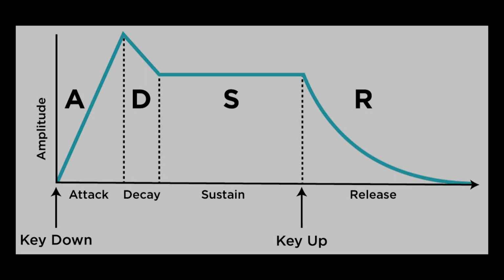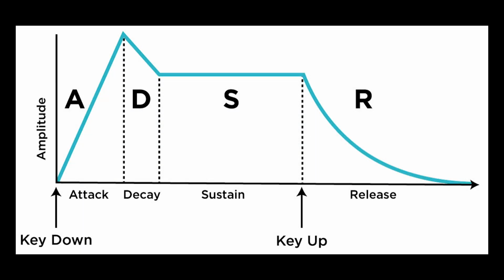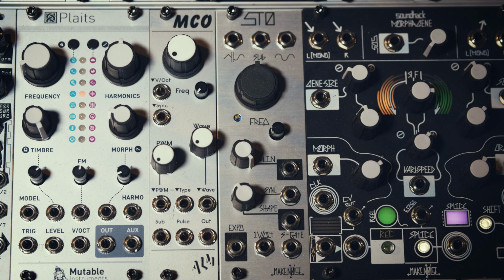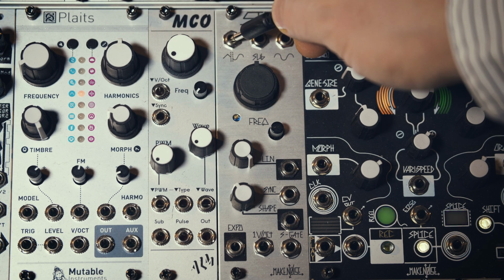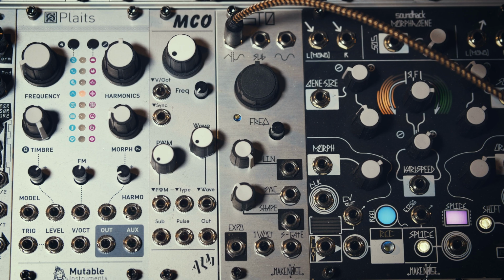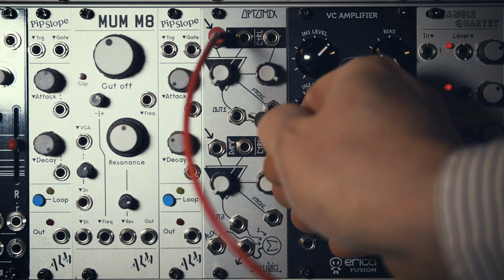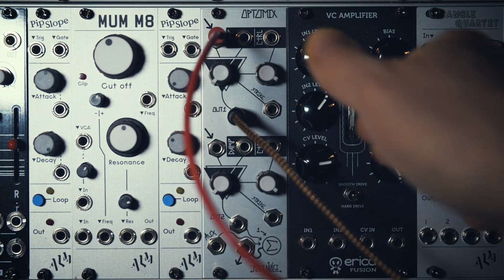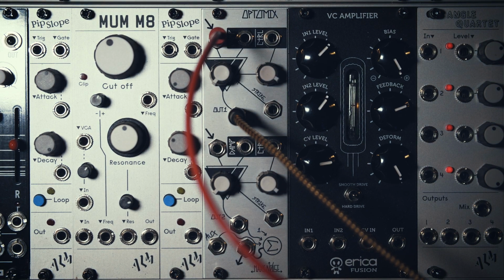ADSR: Attack, Decay, Sustain, Release. What is it? Unlike samples, when you connect an oscillator to an output, it just plays, whether you like it or not, constantly on forever. So we need to first connect it to an amplifier, in this case a voltage-controlled one, or a VCA.